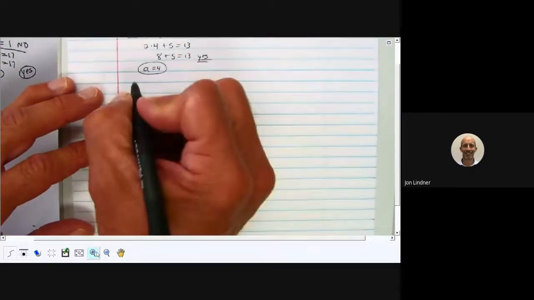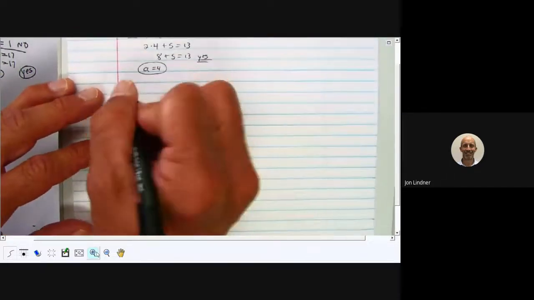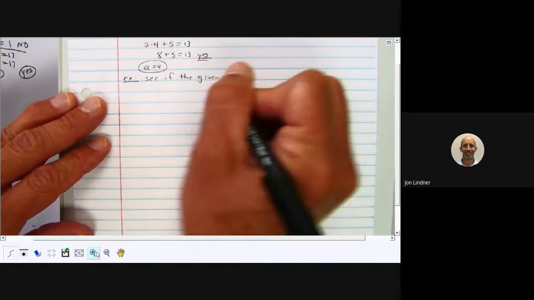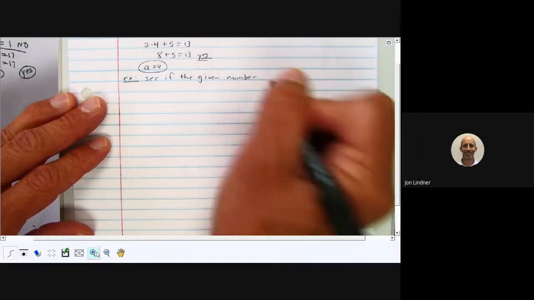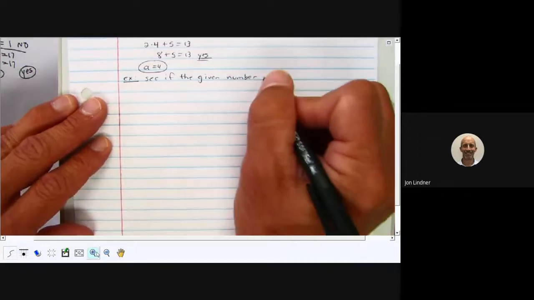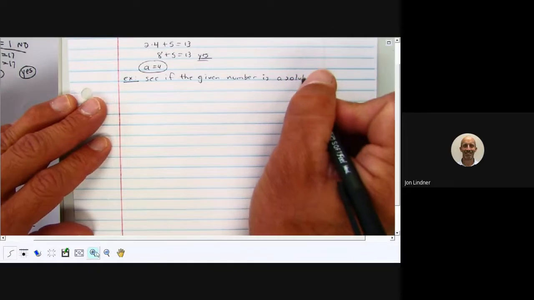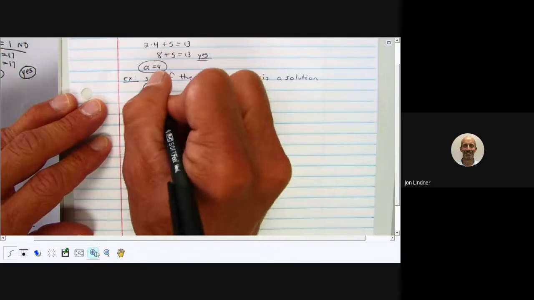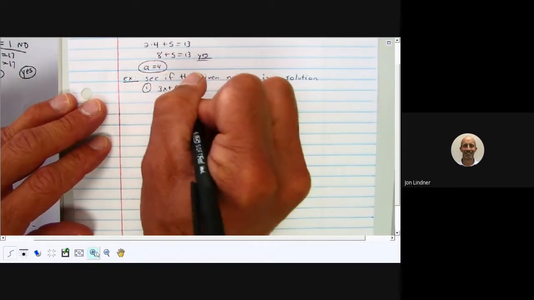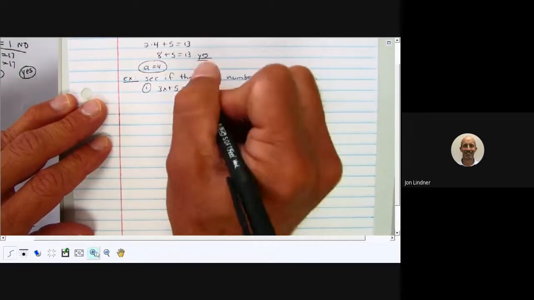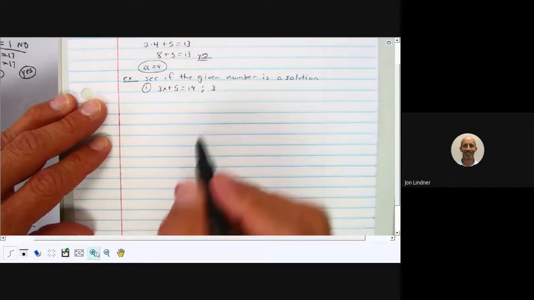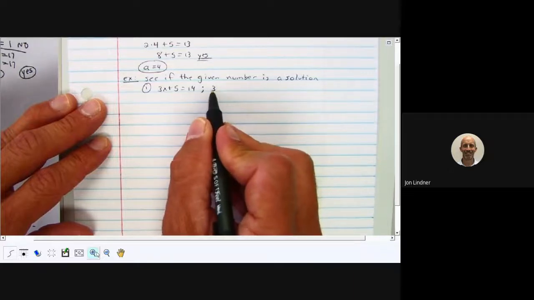Another type is the same type, but it's in a different package. They're going to say, see if the given number, so now they're just giving you one number, is a solution. So let's say that they give you 3x plus 5 equals 14. Then they put this little semicolon like this, and they put another number, 3. They're wanting to know, is this 3 the solution to this?